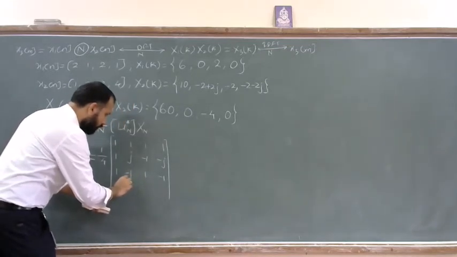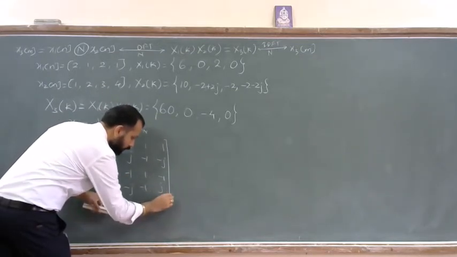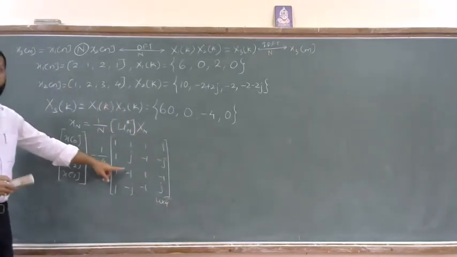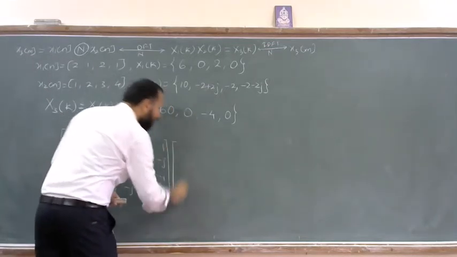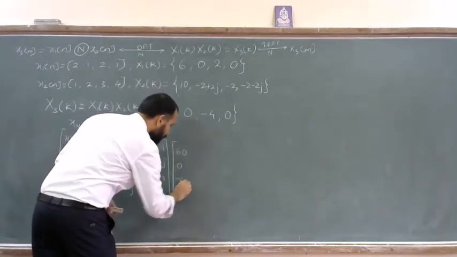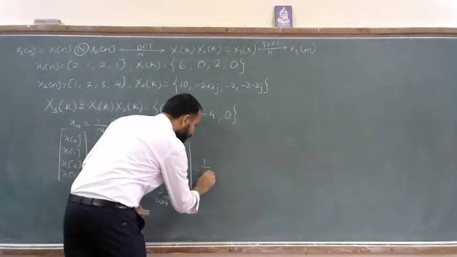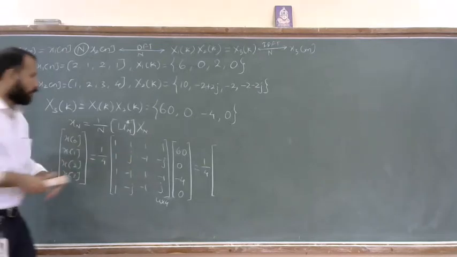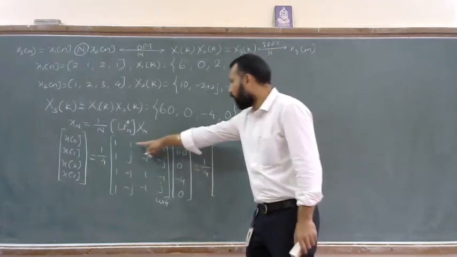And last row elements will be 1, minus j, minus 1, plus j. So this will be a 4 cross 4 conjugate of the twiddle factor matrix. This is conjugate multiplied by the 4-point DFT 60, 0, minus 4, 0. So it will be 1 divided by 4. For now, we'll keep this 1 divided by 4 as it is. Now multiply these two, conjugate of the twiddle factor matrix with the 4-point DFT.